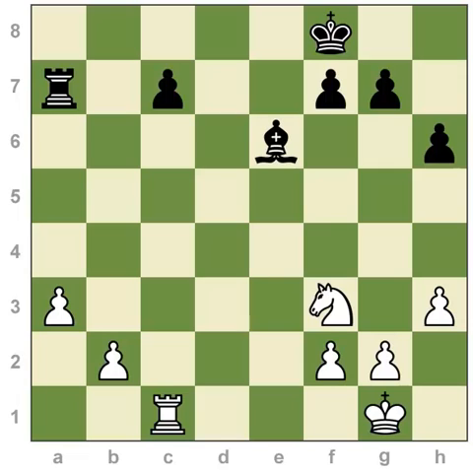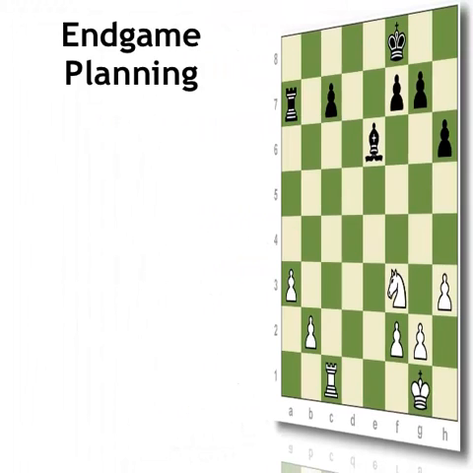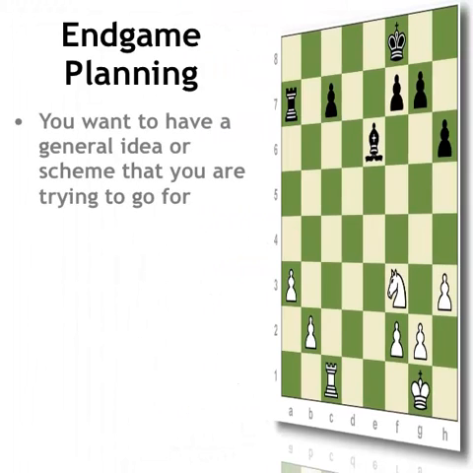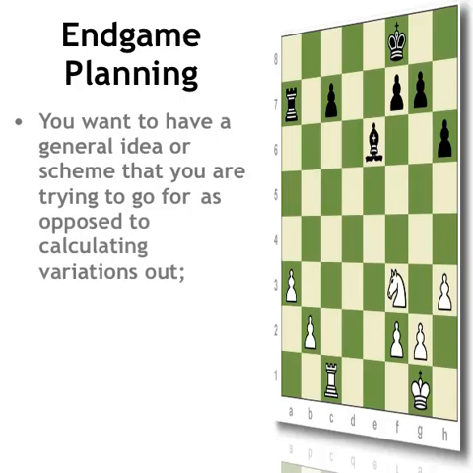And I should also give you a couple of pointers on how to go about these practical endgames. If you recall, in the opening and in the middle game, you're really under a lot of pressure. You constantly calculate variations, you try to find combinations, tactics, but when it comes to an endgame like this, all of that is off the table. This is called endgame planning. You want to have a general idea, a general scheme that you're trying to go for, as opposed to calculating variations out.